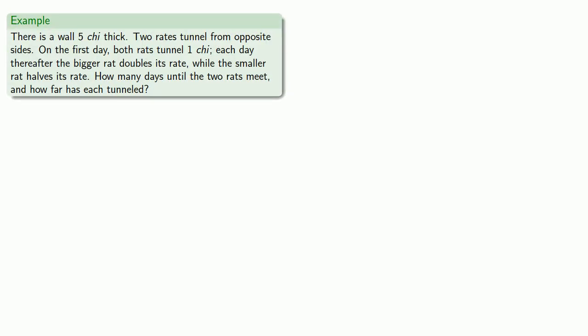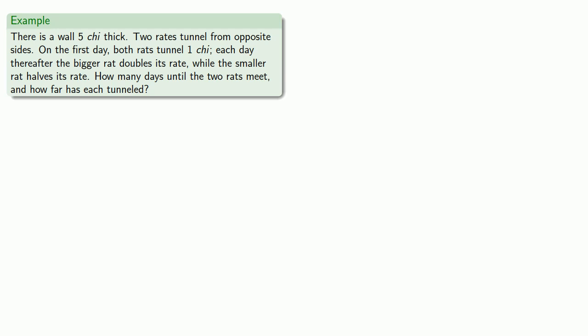This approach allows us to apply the method of excess and deficit to many other types of problems. Some of these problems look like, but aren't quite, exponential in nature. So for example, one problem: there is a wall 5 chi thick, two rats tunnel from opposite sides. On the first day, both rats tunnel 1 chi. Each day thereafter, the bigger rat doubles its rate, while the smaller rat halves its rate. And so how many days until the two rats meet, and how far has each tunneled?